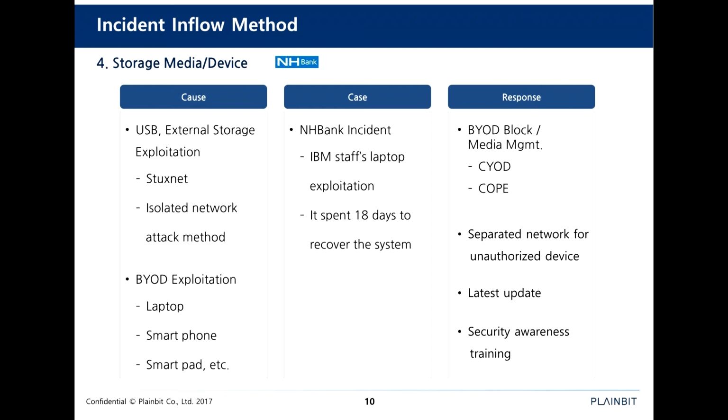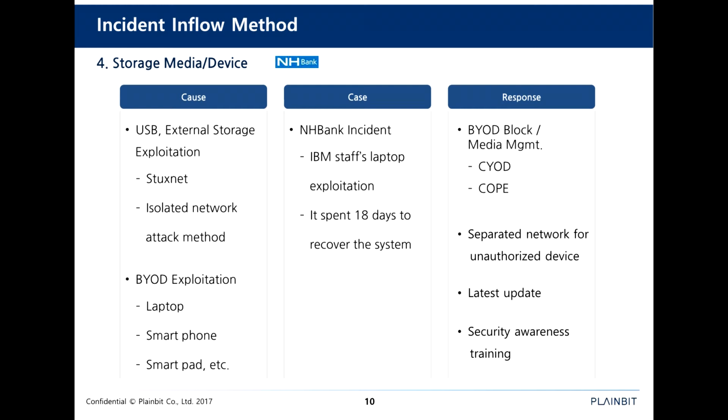An example in Korea is NH Bank's network paralysis. NH Bank outsourced the server maintenance to IBM. The attacker infected the IBM employee's laptop for the NH Bank network paralysis, and as soon as IBM employee connected the laptop to the NH Bank system, all data on the network server was deleted in sequence by a pre-written script. In the process of elimination, system was shut down to prevent the loss of all data, but it took 18 days to normalize the service.